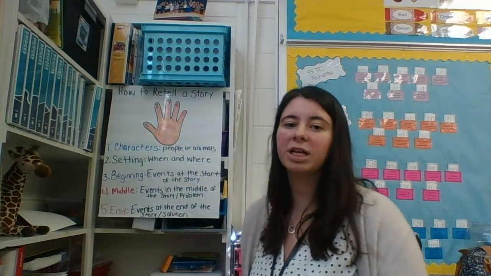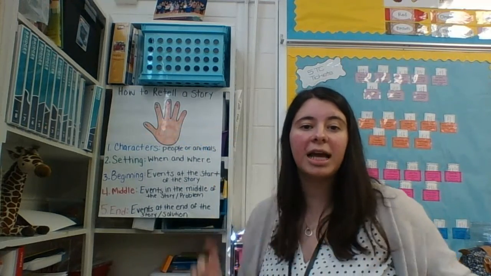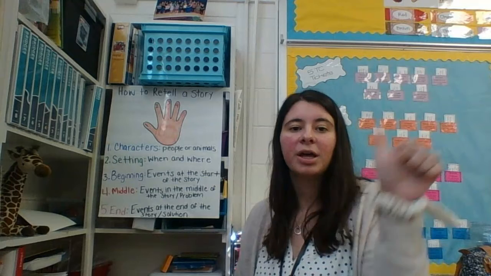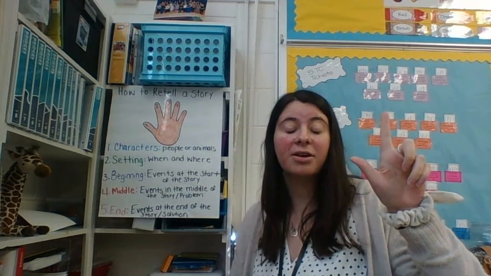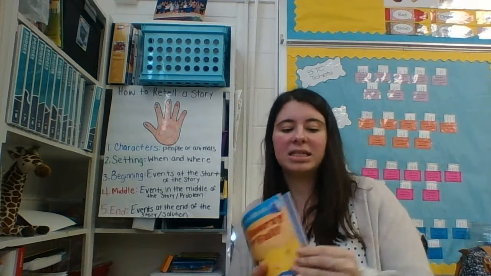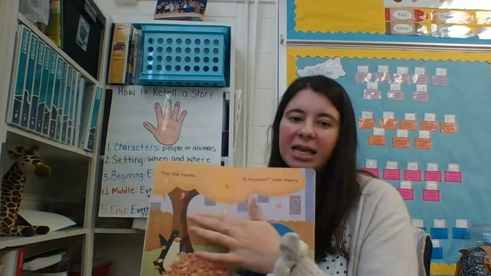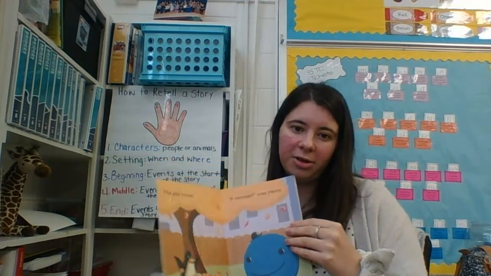So we read our story, and now we're going to retell. 1, our characters are Henry, Oswald, and Weenie. 2, our setting is during the daytime, and they're outside. And I know it was the daytime because it's not dark yet in all the pictures. It's not dark like at nighttime.